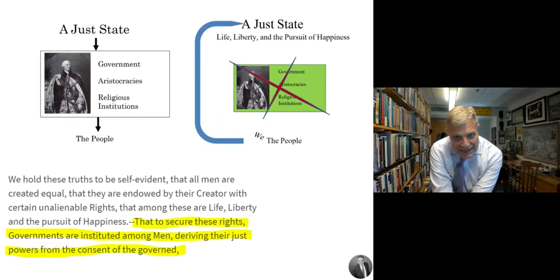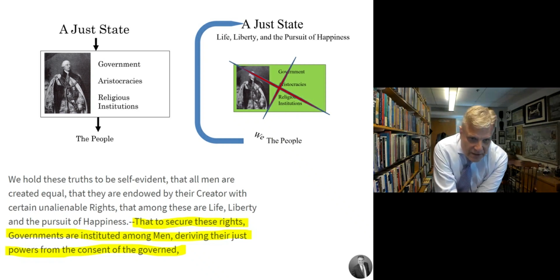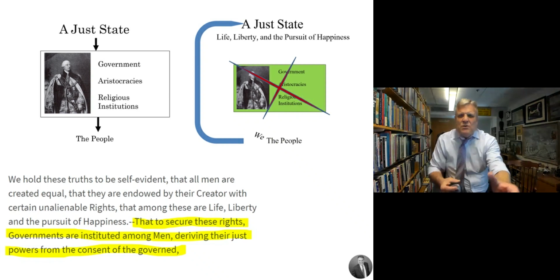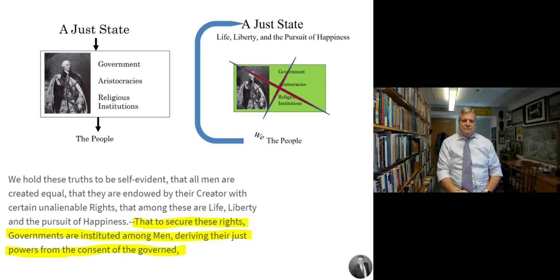What is a just state? We hold these truths to be self-evident that all men are created equal and they're endowed by their Creator with certain inalienable rights, among these life, liberty, and the pursuit of happiness. And then notice the next part of this sentence. That to secure these rights, governments are instituted among men, deriving their just powers from the consent of the governed.